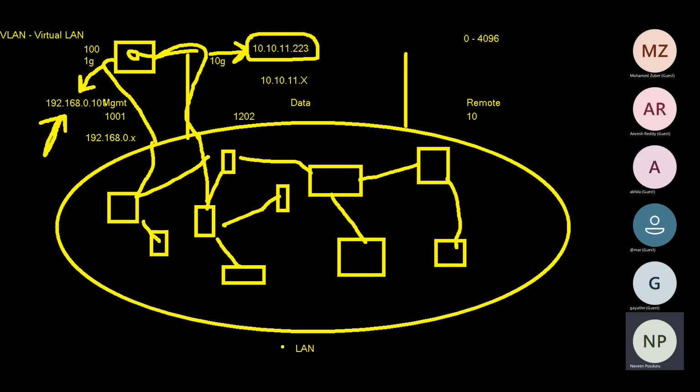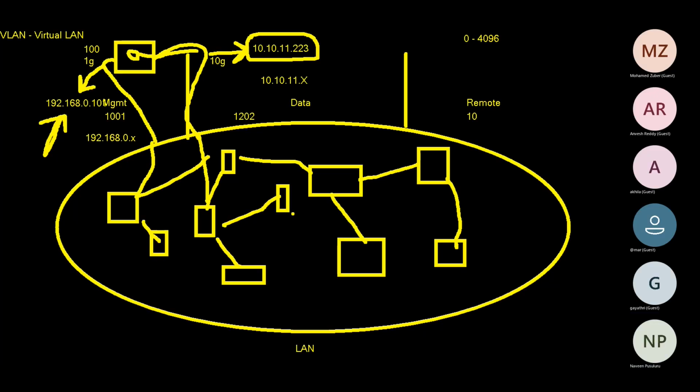So by using VLANs, we can divide a single network into multiple virtual networks. That is the main concept of VLAN on the network end. Whatever I discussed so far is what they'll do on the network end.